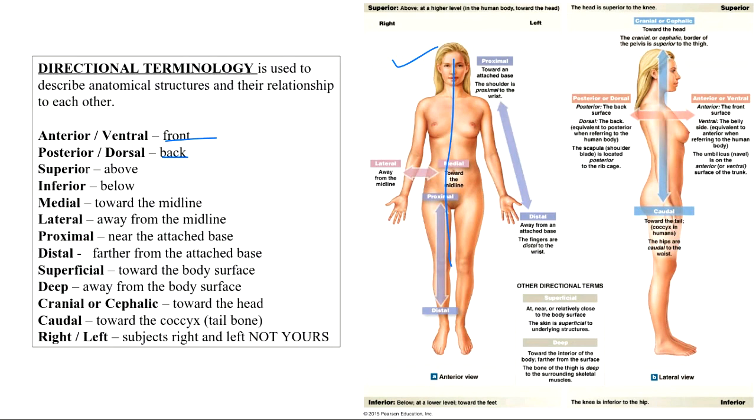An example of how this might be used typically would be to reference, say, the wrist and the elbow. You could say, for instance, the wrist is distal to the elbow, right? Because the wrist is further away from the attached base than the elbow is. So the counter to that would be the elbow is proximal to the wrist, right? Because the elbow is closer to the attached base, meaning sort of like your core, than your wrist would be.